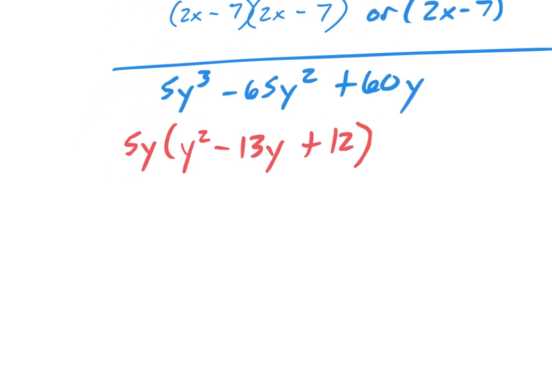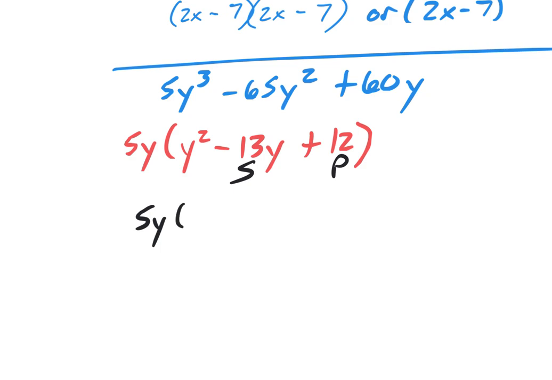Is 12 a perfect square? No. Okay. It's not one of our perfect squares. Okay. So we can't do perfect square trinomials. So now we're going to try product and sum. Is there anything that multiplies to get 12 and also adds to get negative 13? What'd you say, Zach? There you go. Okay.